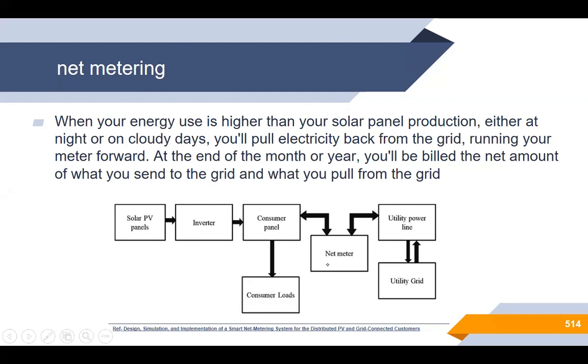Net metering means that when your energy use is higher than your solar panel production, for example at night or during cloudy days, you will pull electricity back from the grid, running your meter forward. Yes? So this is a consumption of energy. At the end of the month or the year, you will be billed the net amount of what you send to the grid and what you pull from the grid.